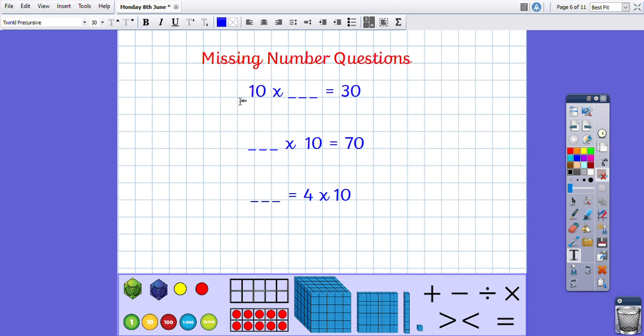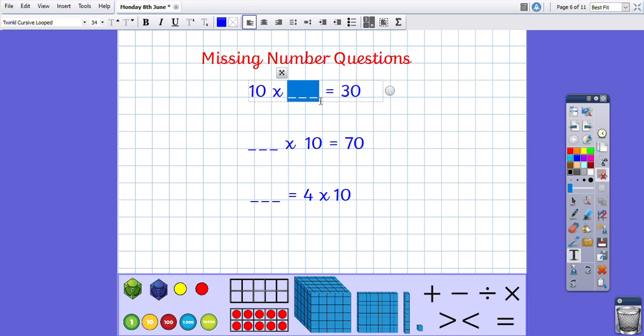Missing number questions. Now I want you to pause and have a go at these. 10 times something equals 30. Something times 10 equals 70. And this is a backwards one, so something equals 4 times 10. Okay, so let's see if you can get these right.